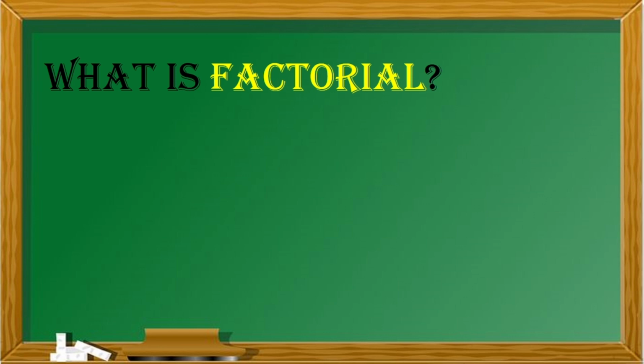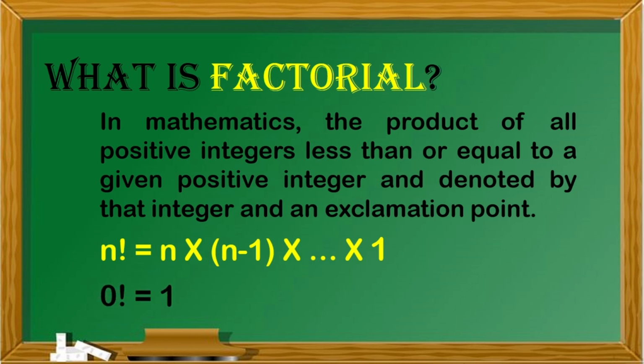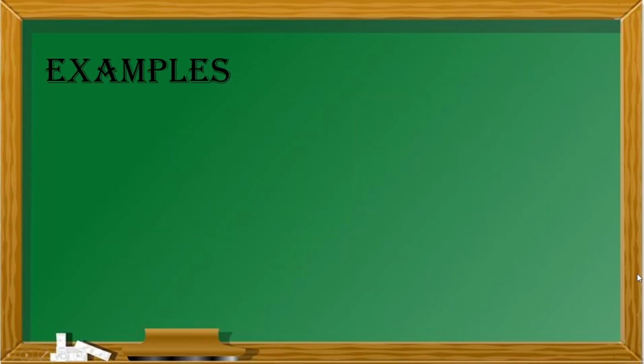What is factorial? In mathematics, it is the product of all positive integers less than or equal to a given positive integer, denoted by that integer and an exclamation point. The notation of factorial is n factorial equals n times the quantity of n minus 1 times the quantity of n minus 2, down to 1. Note that 0 factorial is equal to 1. The following are examples of factorial.